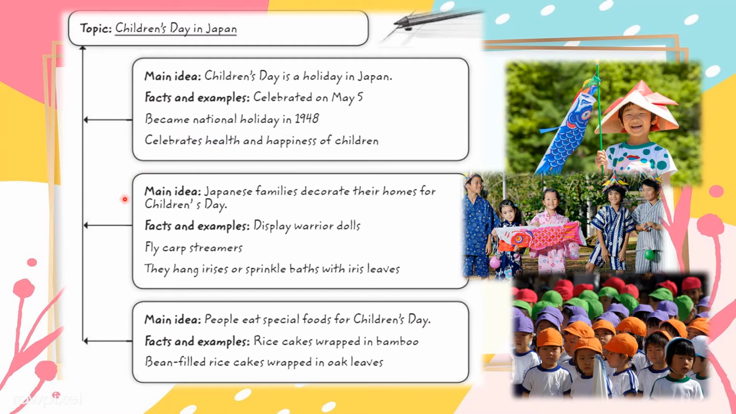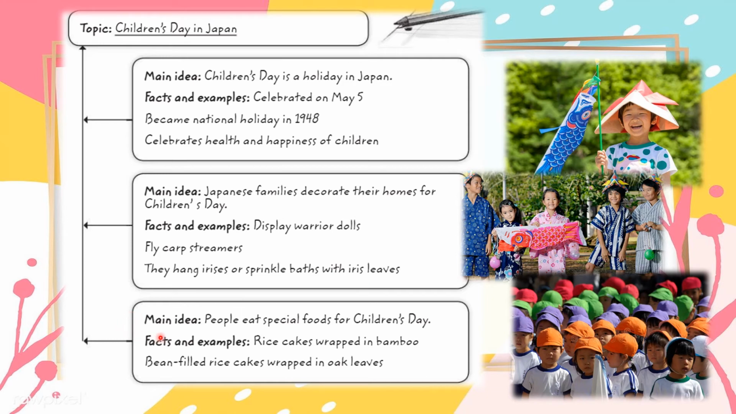Now going to the second main idea, you can talk about Japanese families decorating their homes for Children's Day. So what kinds of decorations are they doing? How are they preparing for the festivities? So facts and examples would include they display warrior dolls, they fly carp streamers, okay, like the one that you see over here, and they hang irises, which is a type of flower, or sprinkle baths with iris leaves.